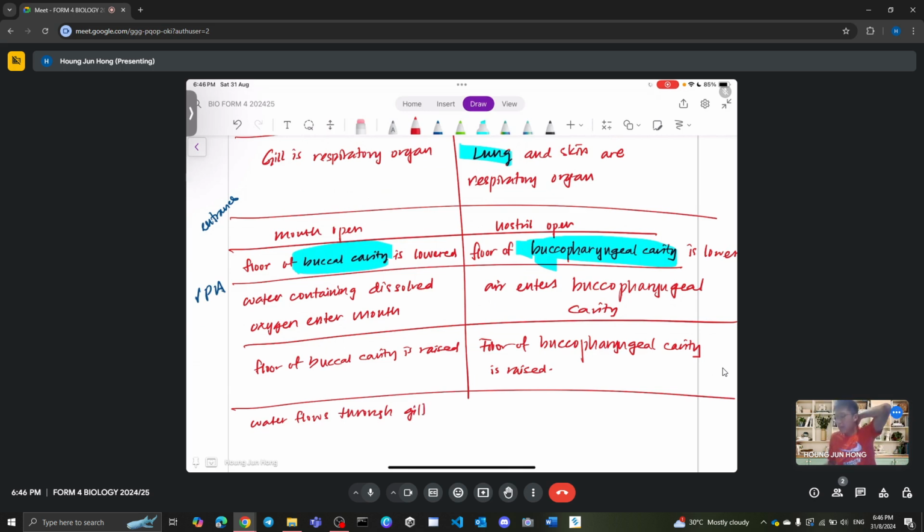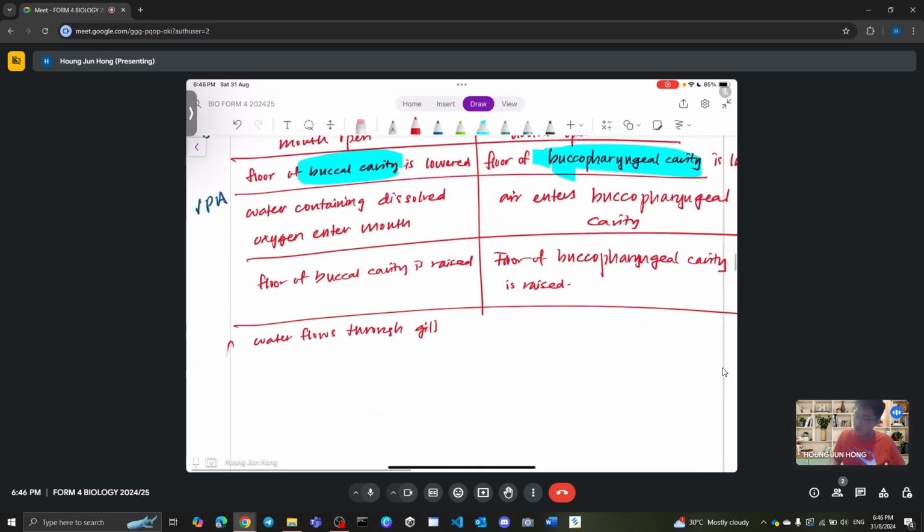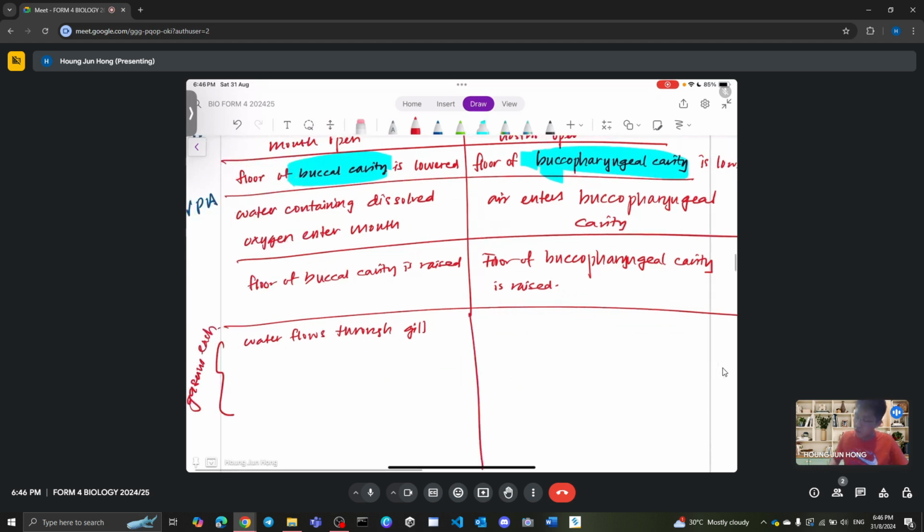I think they take air into the lung as exhalation. But okay, they just want to compare between the actual gaseous exchange. So this is the part where we talk about gaseous exchange. You can talk about one going through the gill, one entering the lung. This is a different part that causes gaseous exchange.